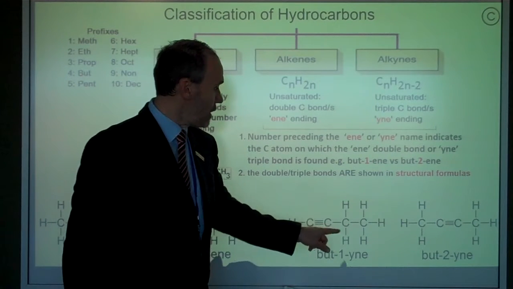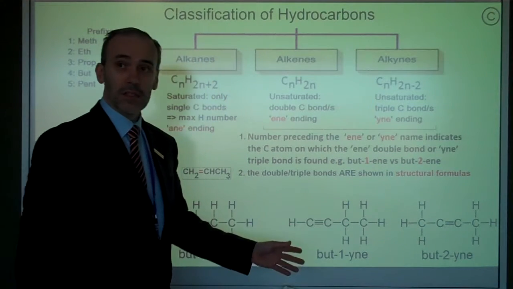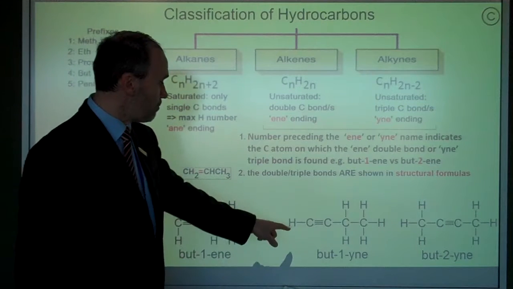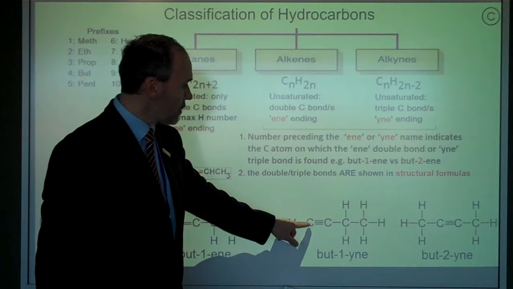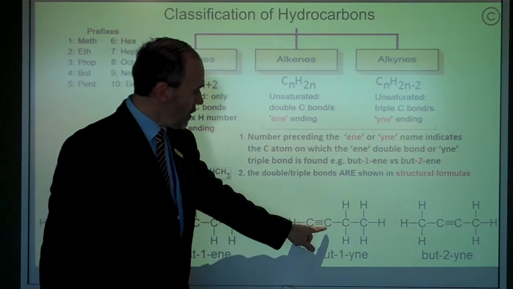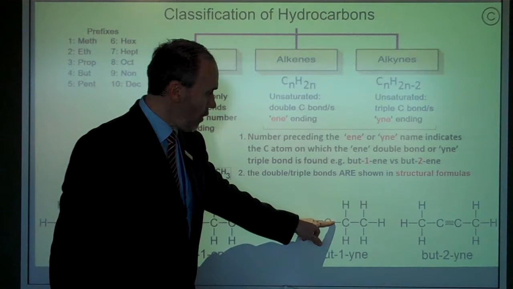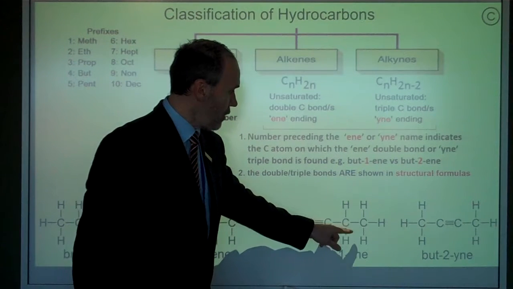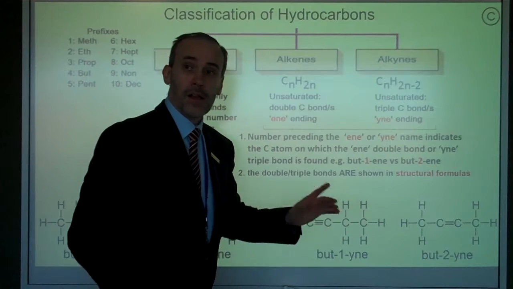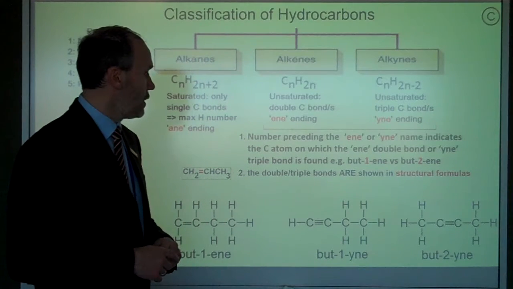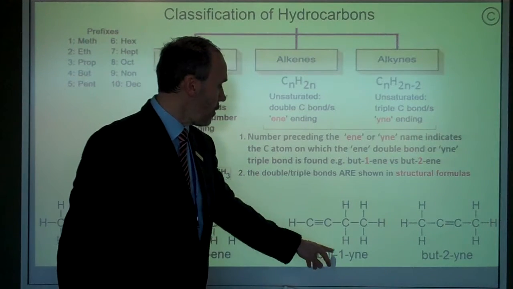Here's our 4 carbon chain. There is the triple bond. Is this a valid structural diagram? Count them. 1 shared electron, 2, 3, 4. 1, 2, 3, 4. 1, 2, 3, 4. That is a valid structural diagram. It has a triple bond on the first carbon.